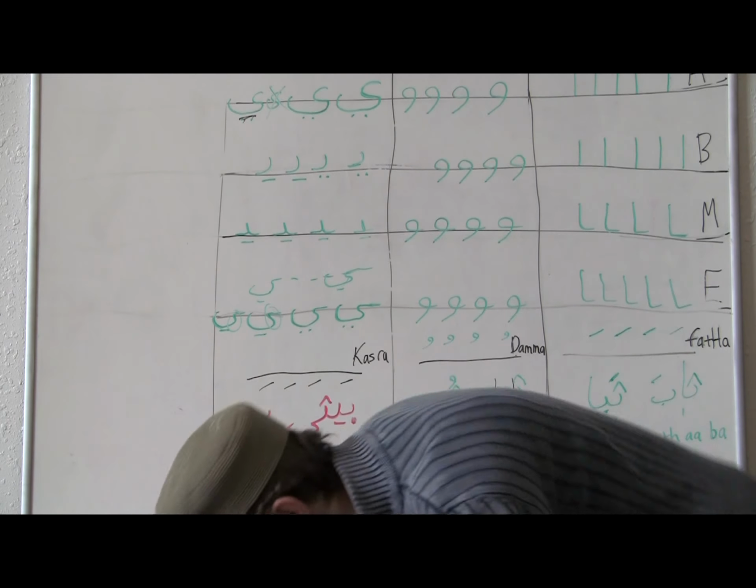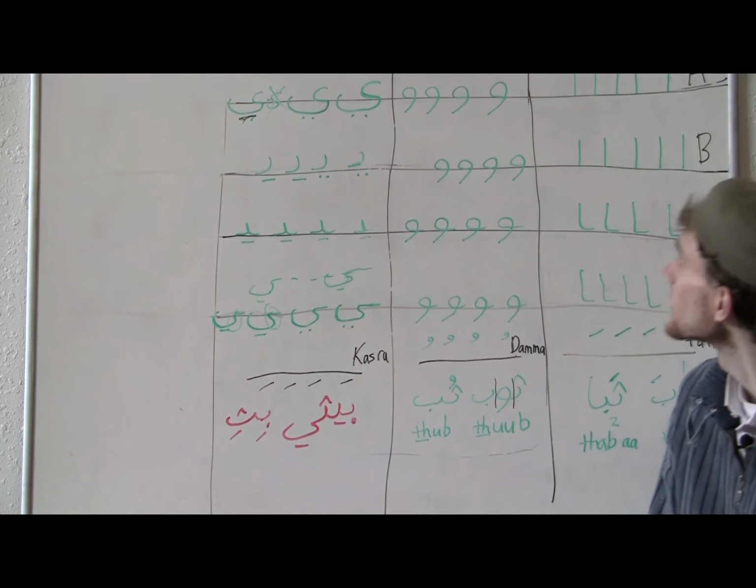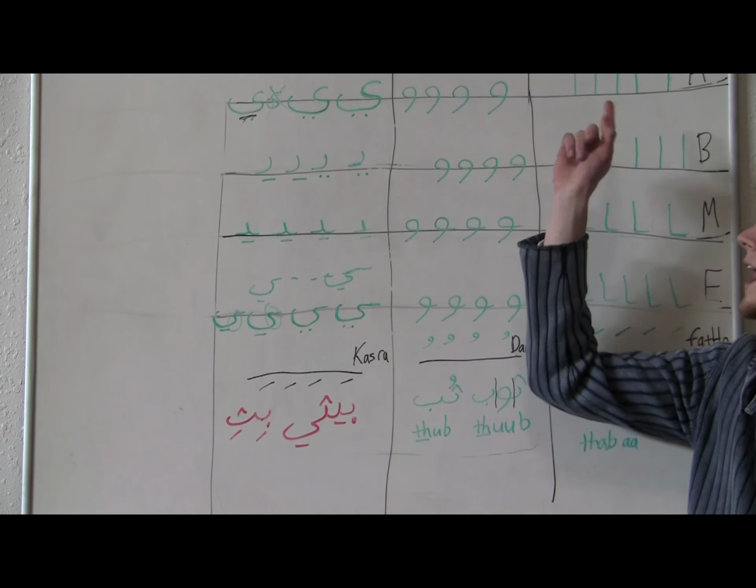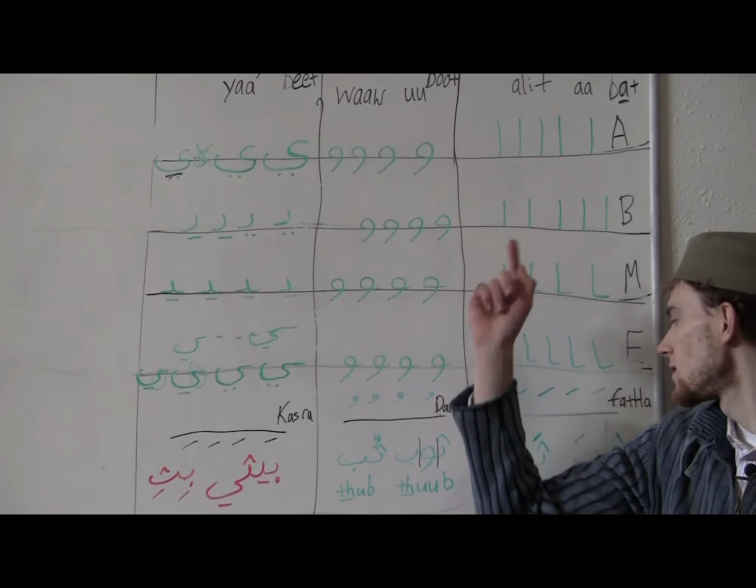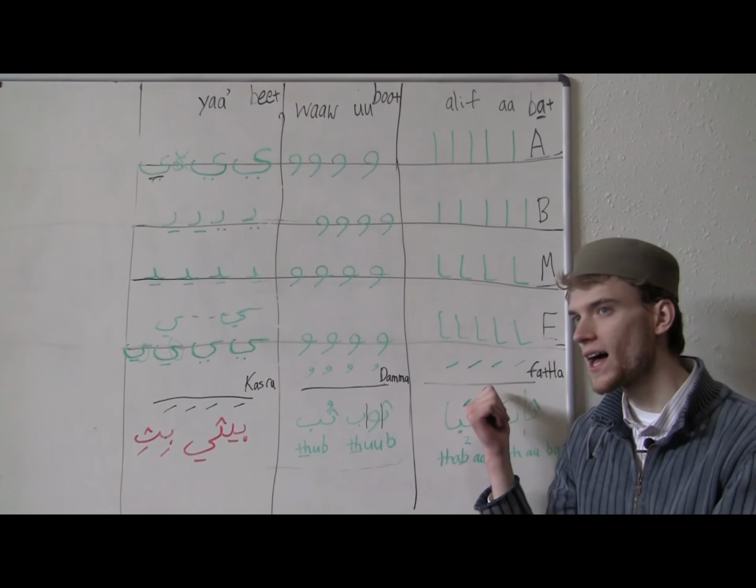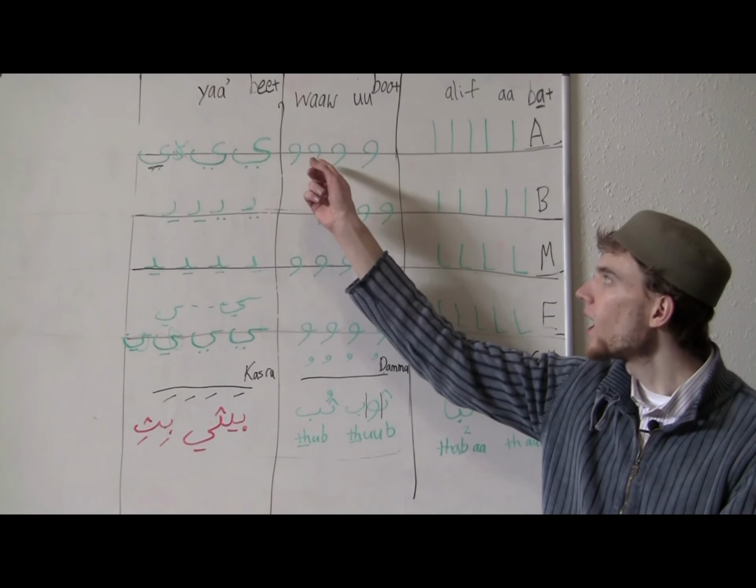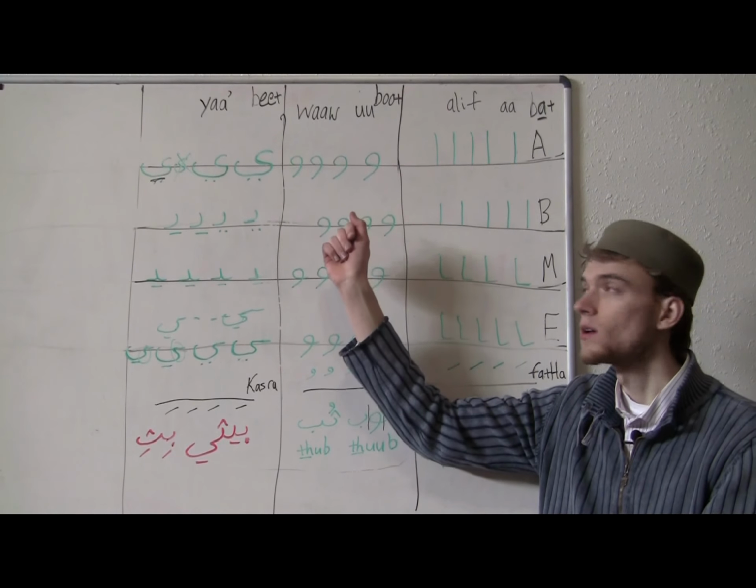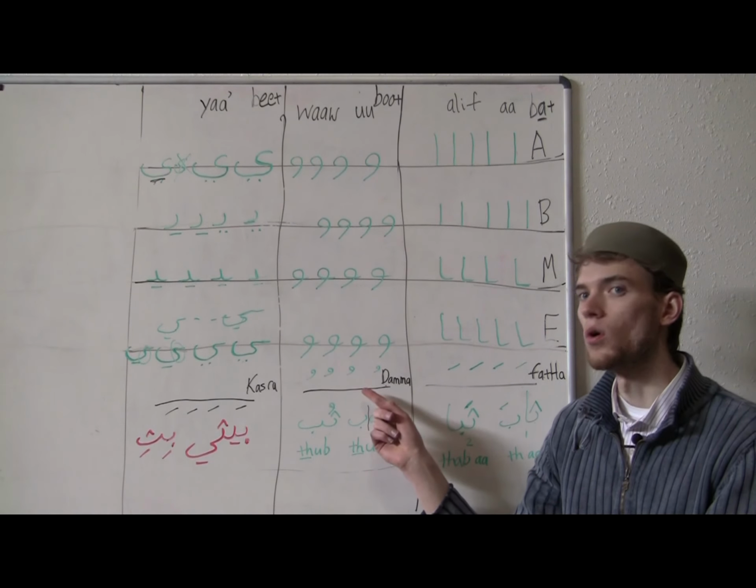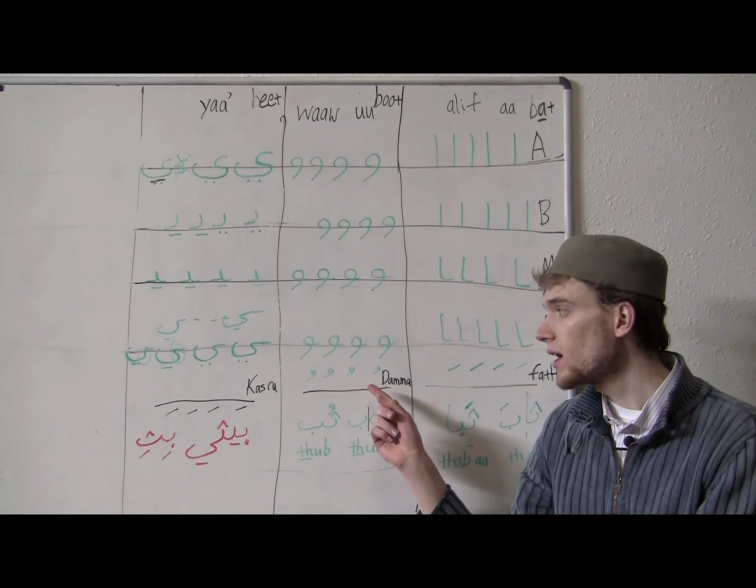Okay, and then reviewing the vowels now. Alif, ah. Fatha, ah. Waaw, oo. Damma, oo.